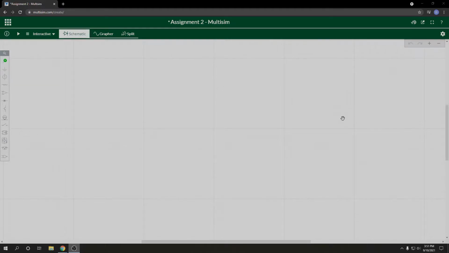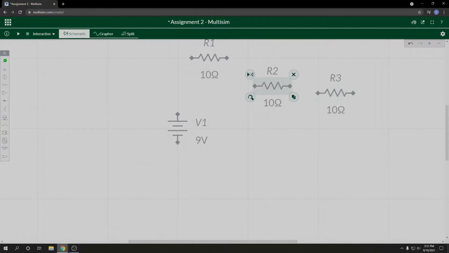I'm now going to make the circuit for the assignment in Multisim. First, I'm going to grab a DC voltage source and put it into the circuit diagram. I'll now give it a value of 9 volts. I will now make 3 resistors, each with a value of 10 ohms. I will rotate 2 of these, and place them next to the voltage source.